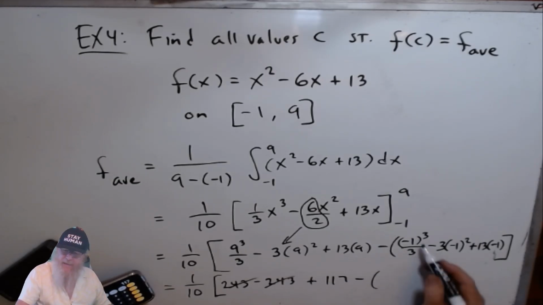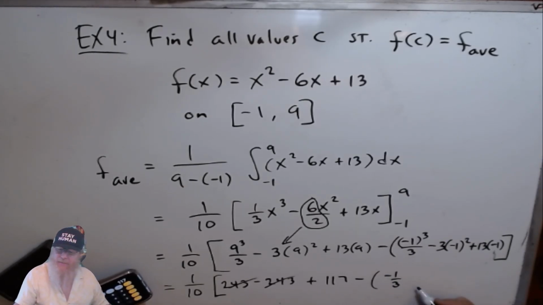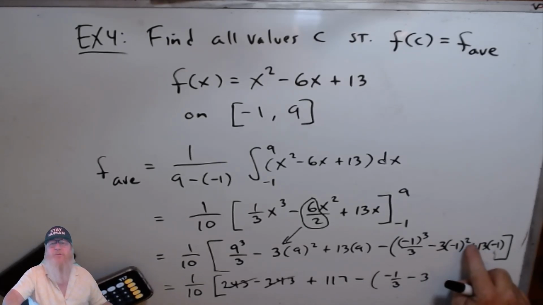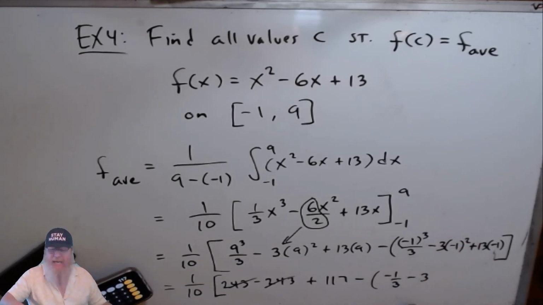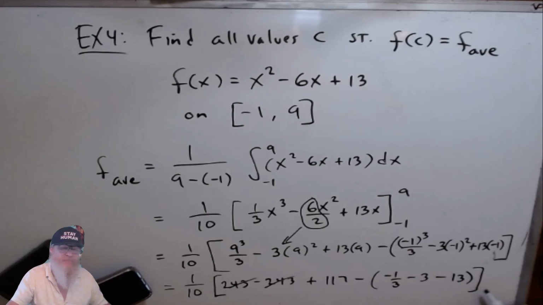I got -1/3. I can do that in my head. I got -3. Be careful here. It's -1 squared and then times -3. So it stays a -3. And then -1 times 13 is just -13.